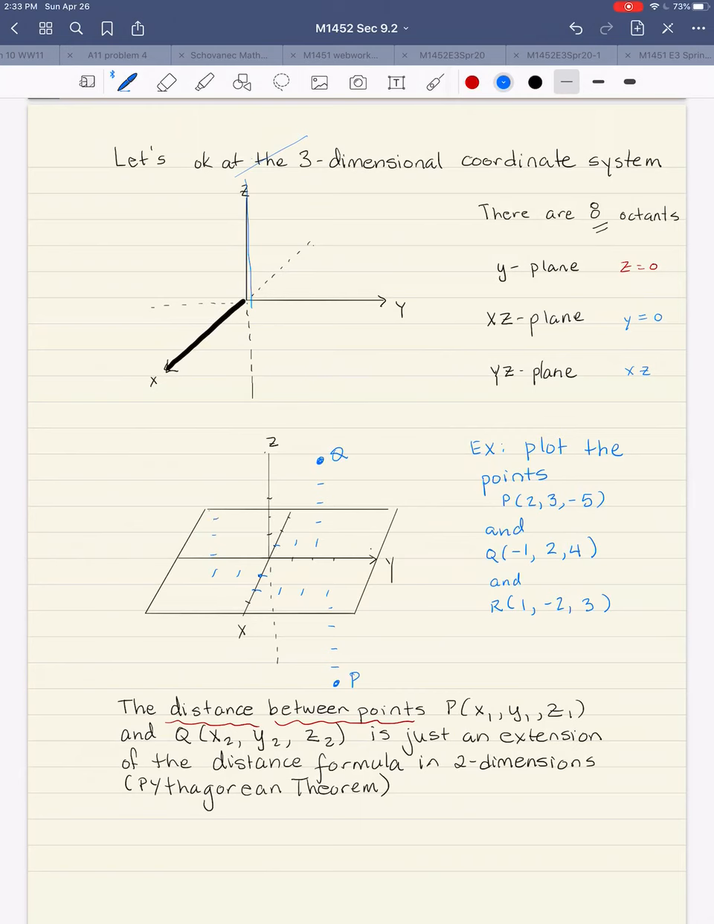And then R, I go out 1 in the x direction, back 2 in the y direction, and then up 3 in the z direction. So for point P, I went over 2, across 3, and then down 4. There's point P. And point Q, I went back 1, to the right 2, and then up 4.